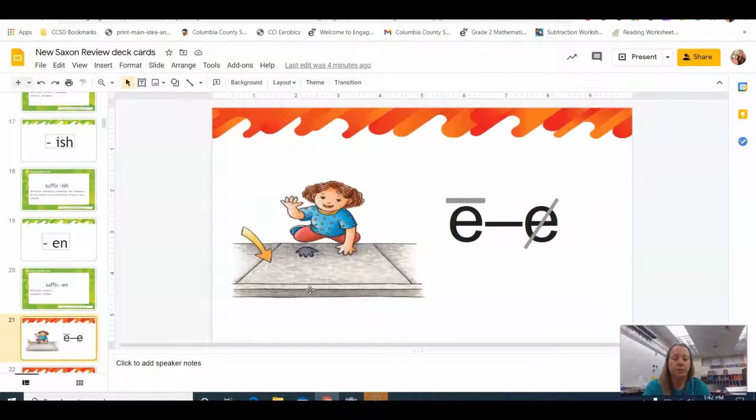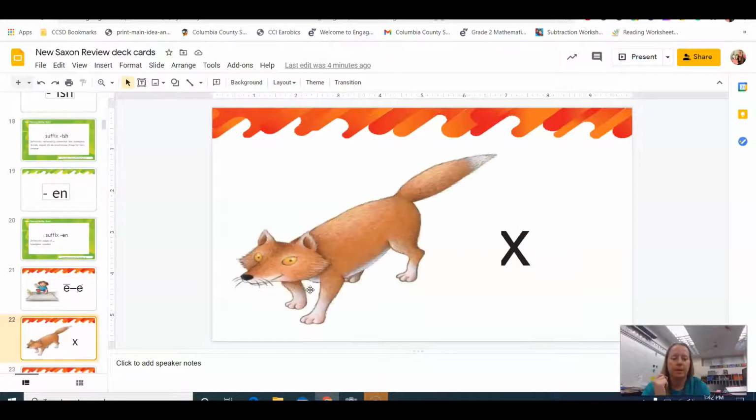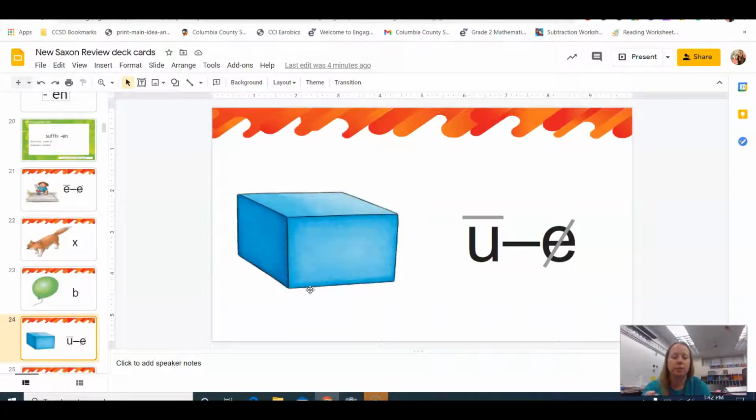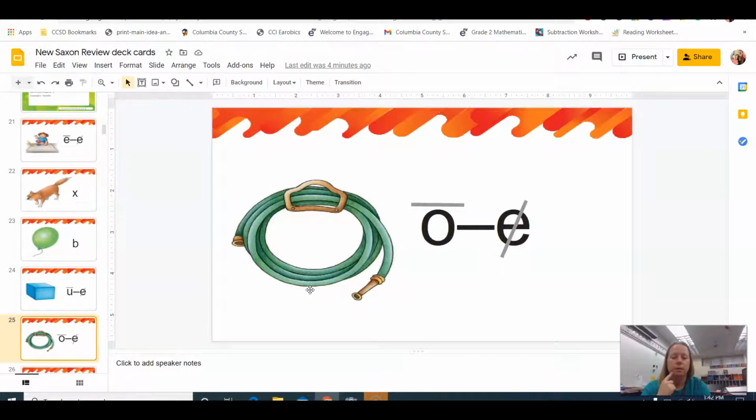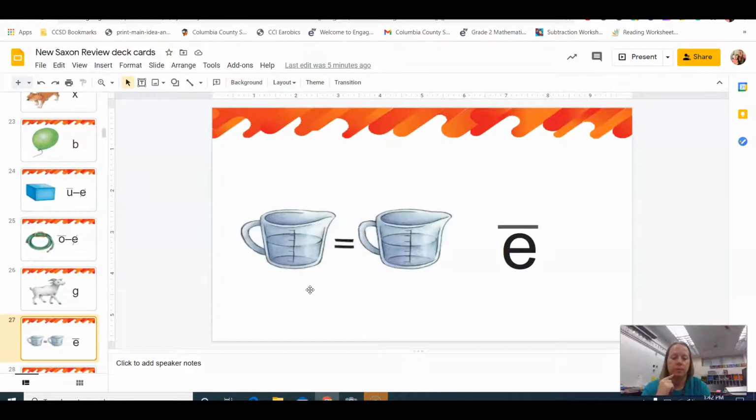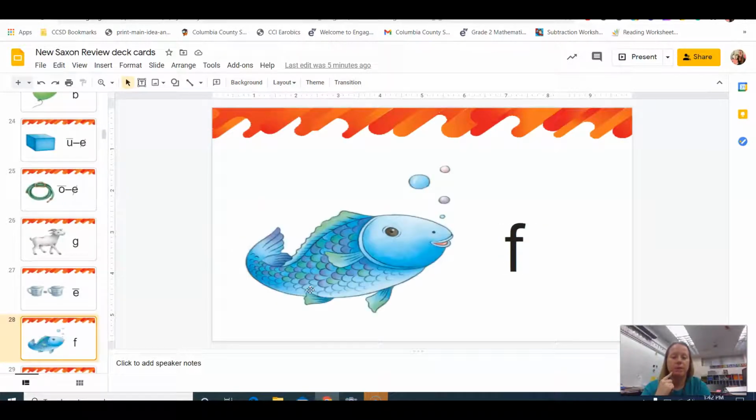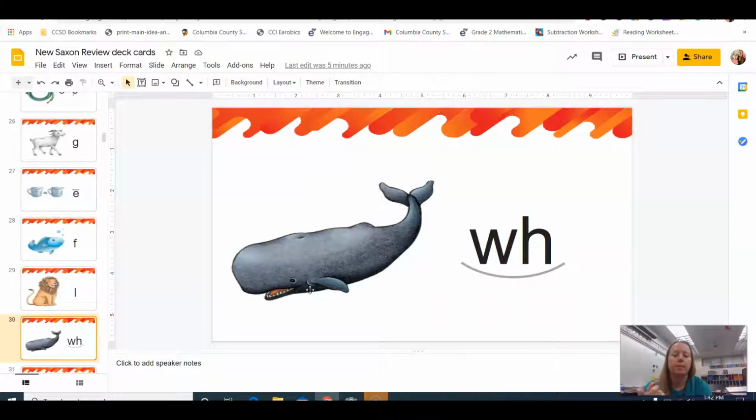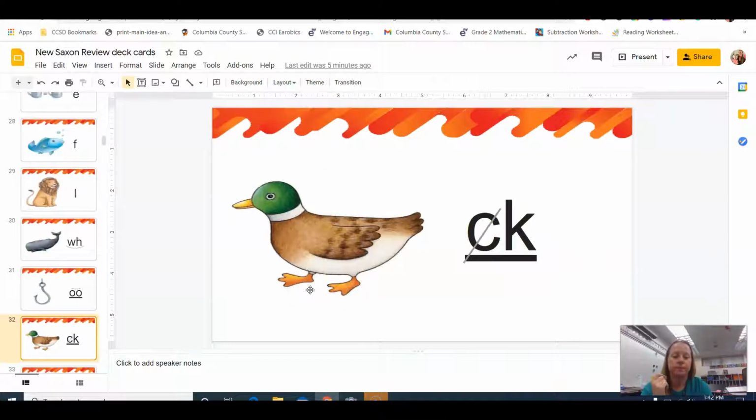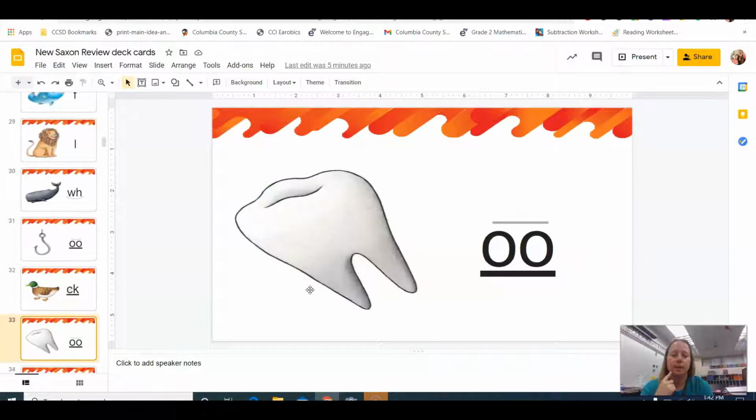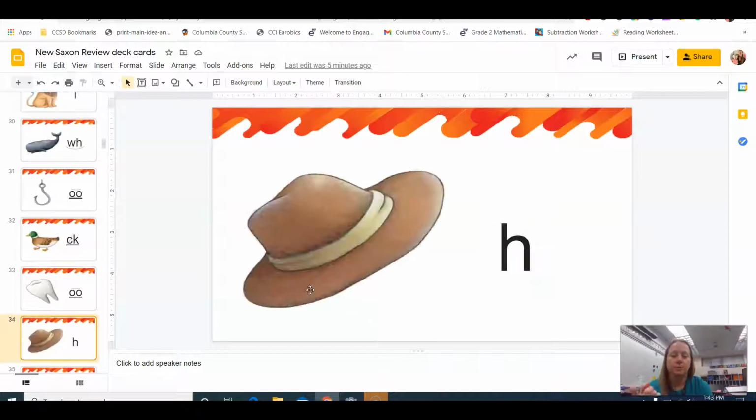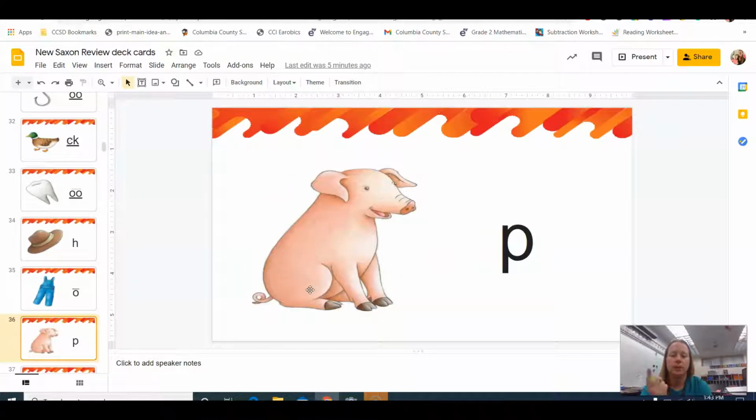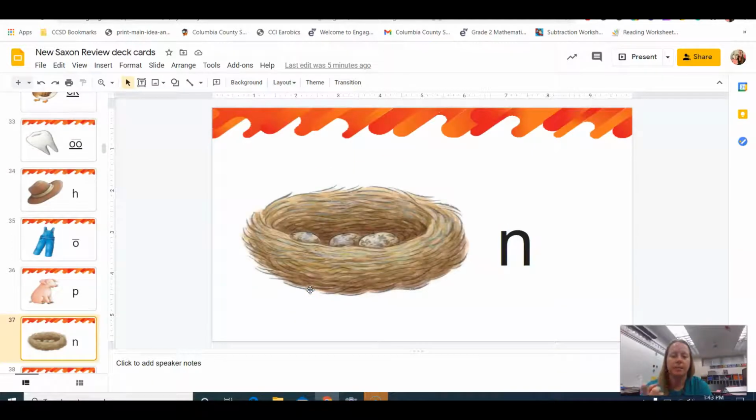Okay, so here's our sounds. Concrete, e. Box, x. Balloon, b. Cube, u. Hose, o. Goat, g. Equal, e. Fish, f. Line, i. Whale, w. Hook, u. Duck, k. Tooth, u. Hat, h. Overalls, o. Pig, i. Nest, n. Dog, d.